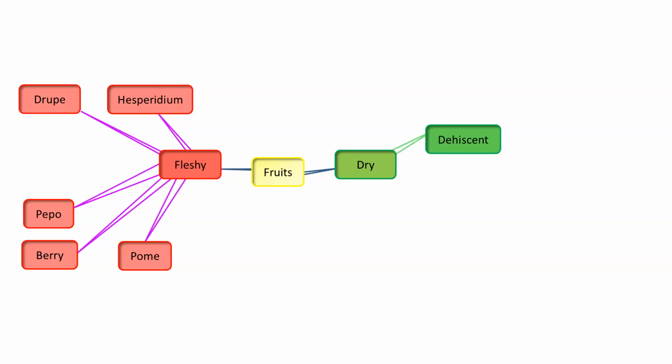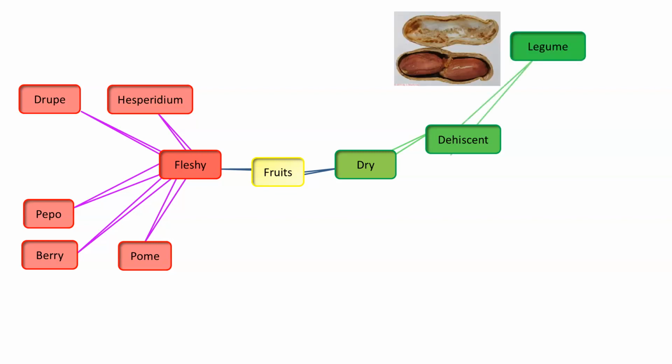Dry fruits come in two varieties. One is dehiscent, and dehiscent means that the fruit actually splits open when it matures. Dehiscent fruits include legumes. We've got a peanut. They are dry at maturity. We split them open. They often split open on their own. In the legumes, we're going to find things like peas and beans and lentils. And the seeds have a single point of attachment along one end. And we'll look at those in detail.